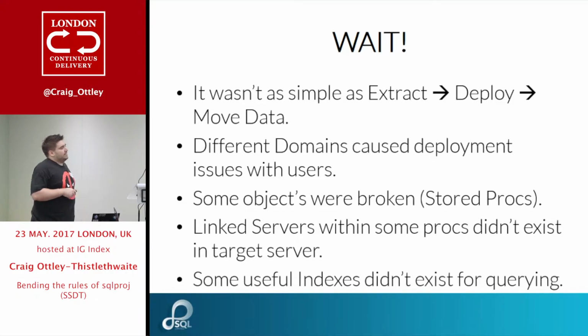And some useful indexes didn't exist for querying. If you know there's a table in there that they've just done a heap on, and you know an index is going to improve it, how do you get that on that table?